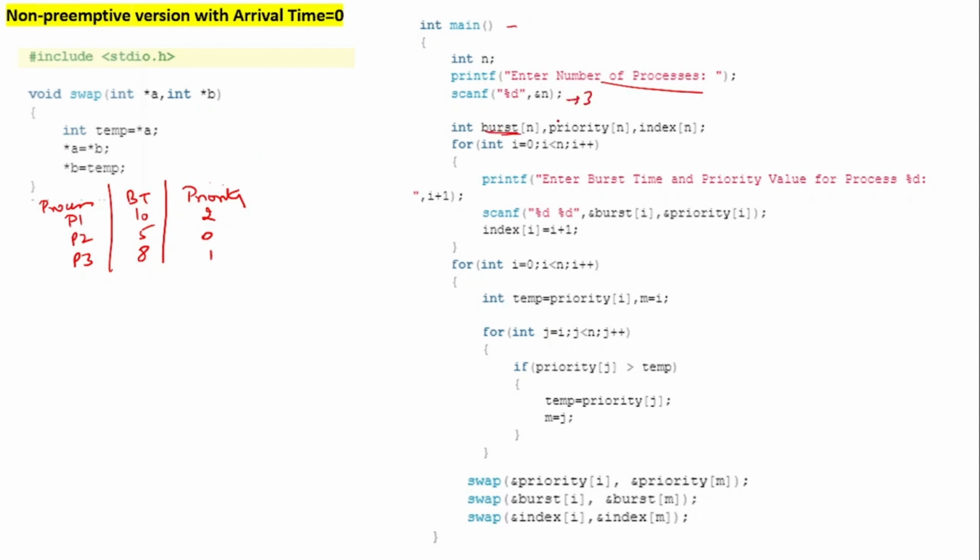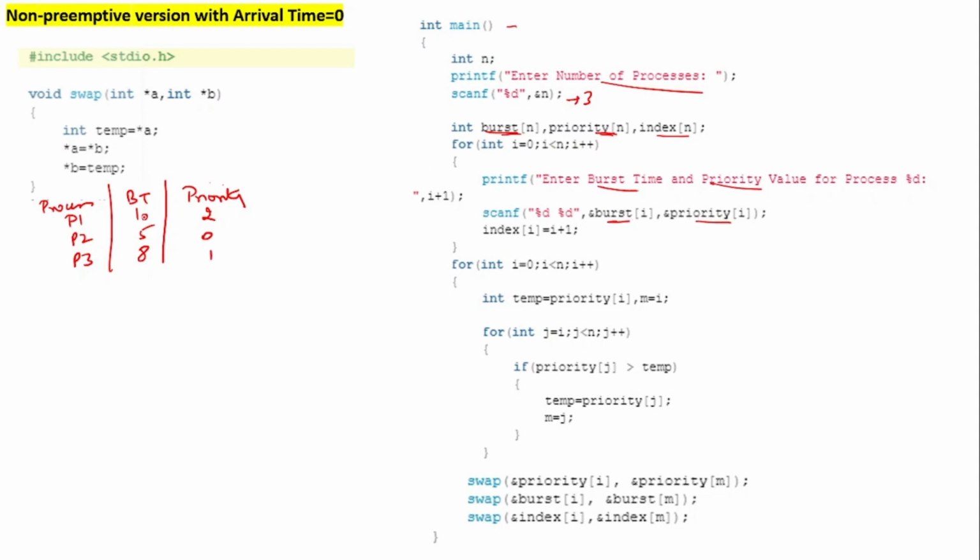I have an array which stores the burst time. Then I have one more array, the priority based array, and then I have another array, that is the index array. So these three arrays are there, and then I start with a loop. The loop says to enter the burst time and priority value for each process. So you see I'm taking the burst time and the priority for each process.